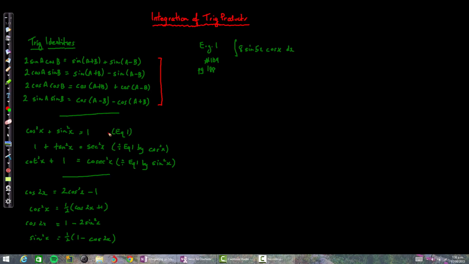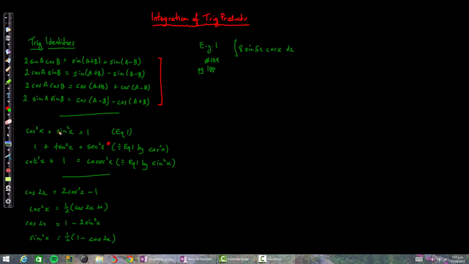This is one that you've seen before, cos squared of an angle plus sine squared of an angle equals 1. Now if you divide that, what I'm going to call equation 1, through by cos squared x all throughout there, you end up with 1 plus tan squared x. Sine over cosine is tan, so sine squared over cos squared would equal tan squared, and 1 over cosine is secant, so 1 over cos squared would be sec squared x. So this is another identity here, this one we're going to use at times.